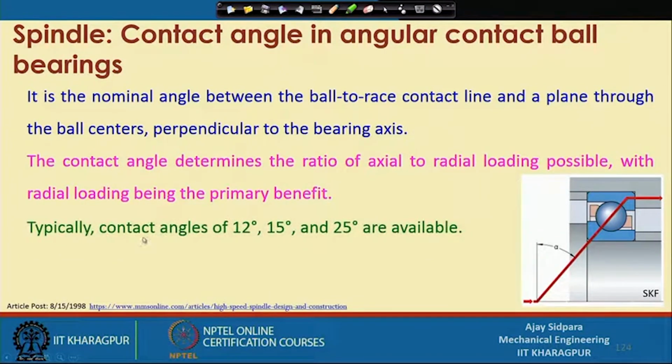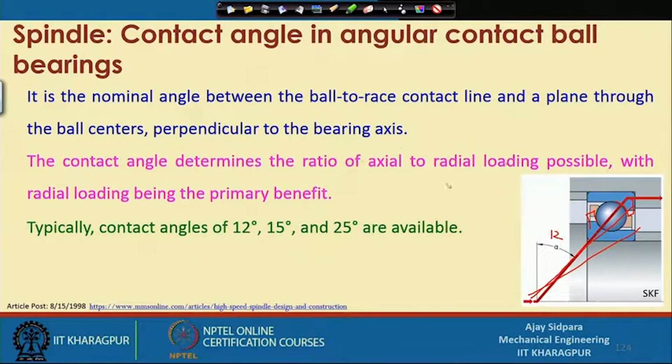So what are the typical contact angles? Typical contact angles are 12 degree, 15 degree and 25 degree. So what do you mean by 12 degree? Suppose you consider this one is the 12 degree. Then when you are talking about 15 degree, that means it is increasing this part. Increasing this part means your contact area increases, then your line will pass this way, and the more you go this way, the more you can go with this particular part. But then you are compromising on one of these things. You are either increasing the axial loading or increasing the radial loading.